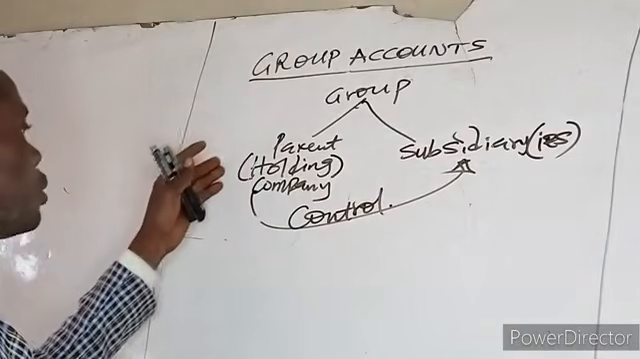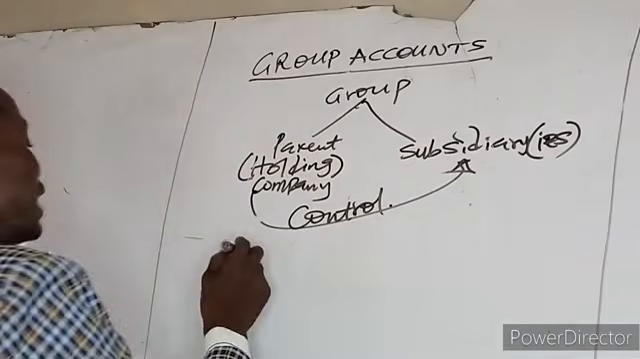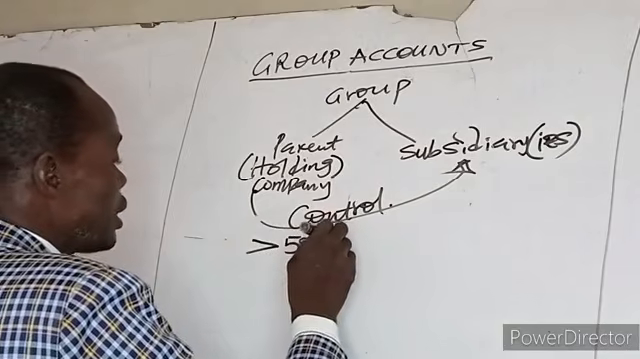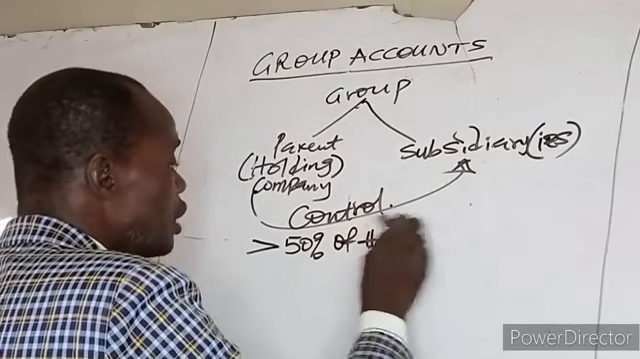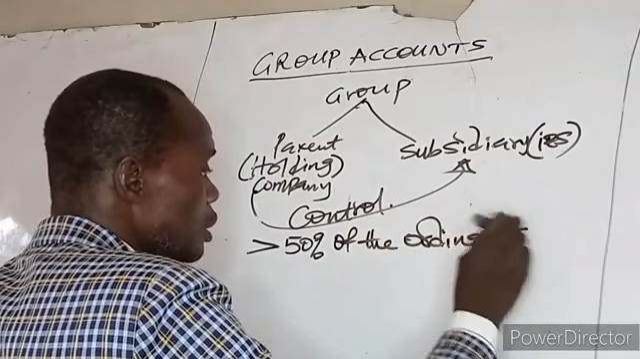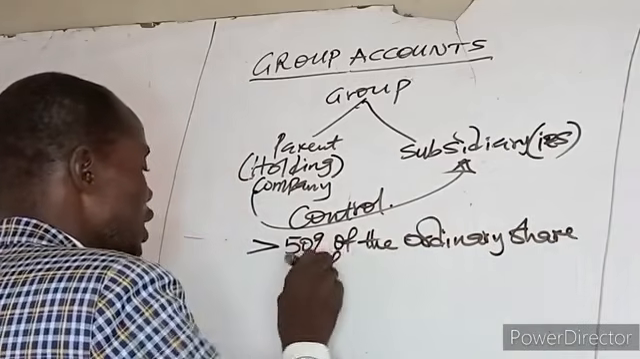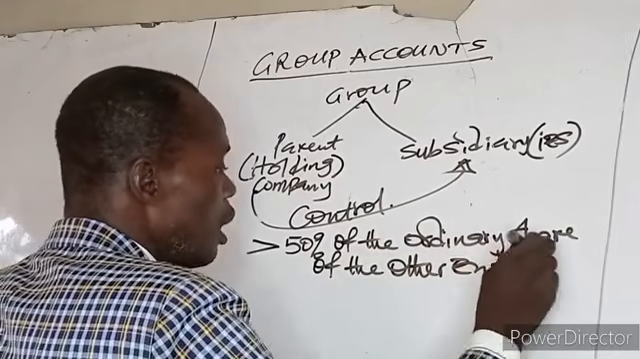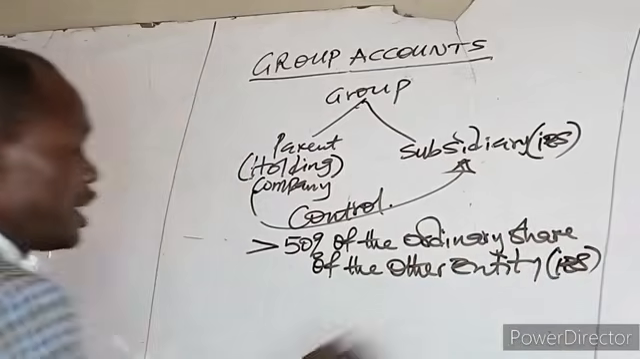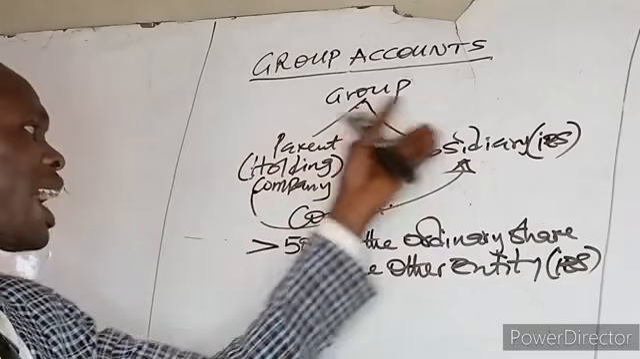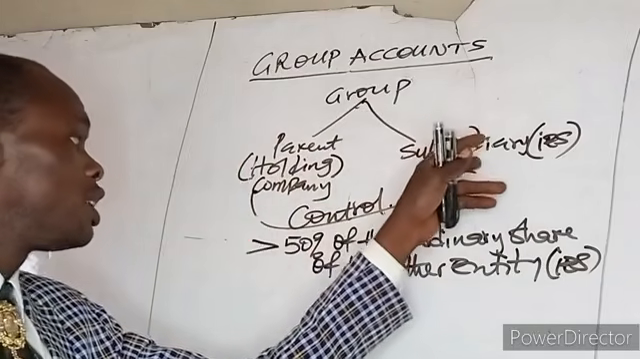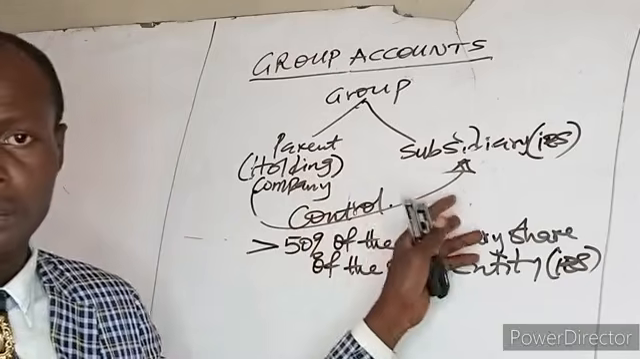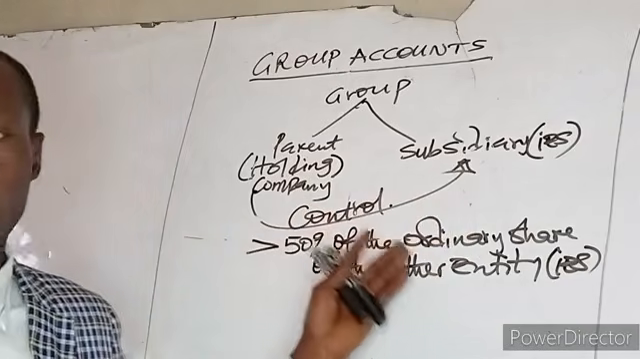A parent is presumed to gain control of the subsidiary when the parent company acquires more than 50% of the ordinary shares of the other entity. When the parent acquires more than 50% of the other entity, known as the subsidiary, that parent is said to gain control of the subsidiary. Therefore, what do we mean by control?